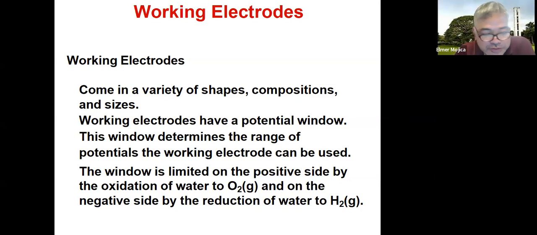More often, we could say they are what? Small flat discs of a conductor that are press-fitted into a rod of an inert material. Okay, and I'm going to show you some of the known working electrodes. Usually, a working electrode has a potential window in which it is applicable, depending on the material you use. And these windows determine the range of potential that the working electrode can be used.